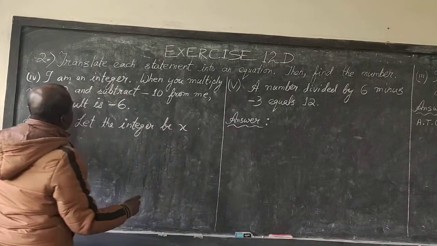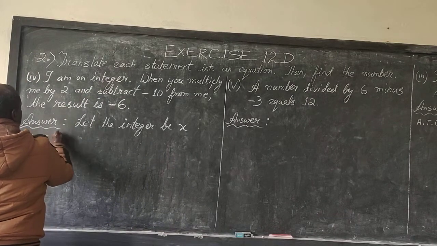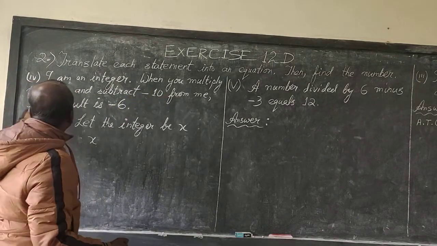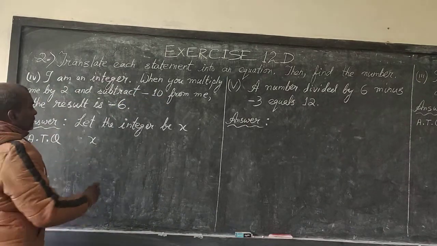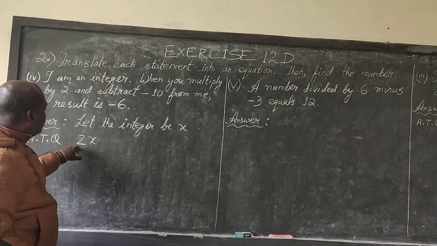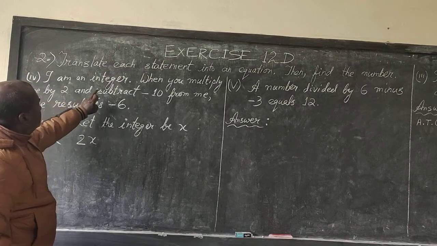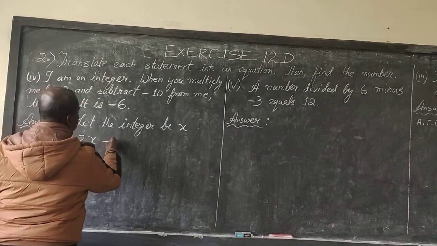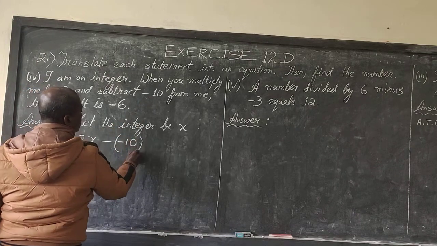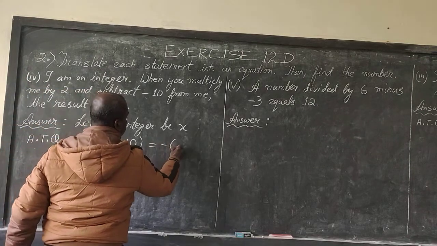Okay. I am an integer. According to the question, I am an integer. When you multiply me by 2, integer multiplied by 2, the integer is x, multiplied by 2 will be 2x. Multiply me by 2 and subtract. What we have to subtract? Minus 10. From me, the result is minus 6.